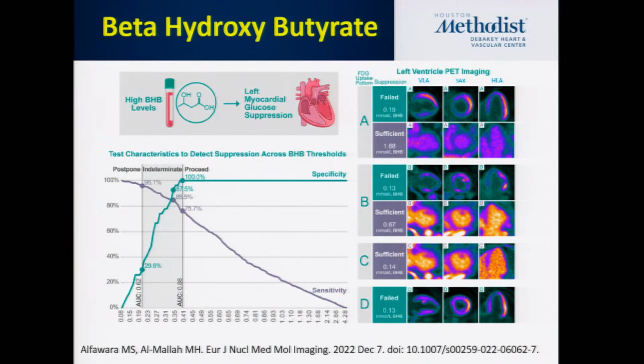I'm aware of only 2 studies after we published this study that were called non-diagnostic or not well suppressed, with a beta-hydroxybutyrate between 0.4 and 0.5. So this data has been replicated at UPenn, and actually they found a cutoff of 0.45. So the numbers range between 0.4 and 0.5.